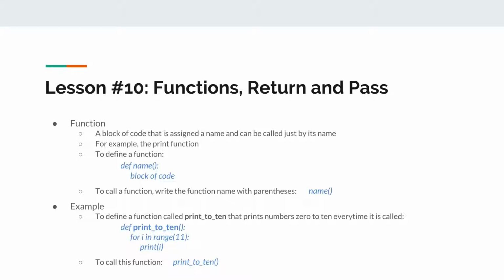To write a function called print to 10 that prints numbers 0 to 10 every time it is called, we write def print to 10, a set of parentheses, and then a colon. In the block of code for the function, we write a for loop with a range function that iterates over numbers 1 to 10, and then a print function to print those numbers out. To call this function, we simply write the name of the function along with a set of parentheses to call it. As you can see, functions can make programming a lot easier by not having to write code over and over again. However, we can also make functions return values.